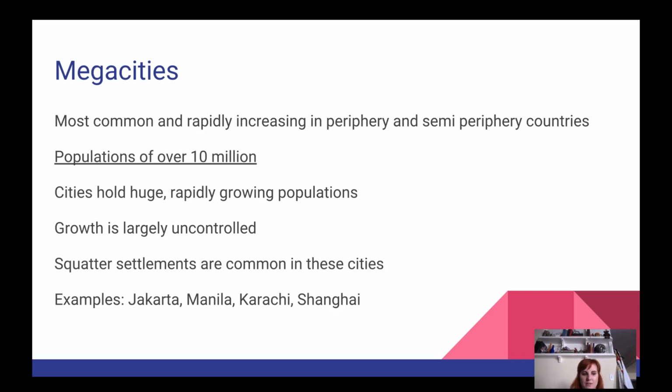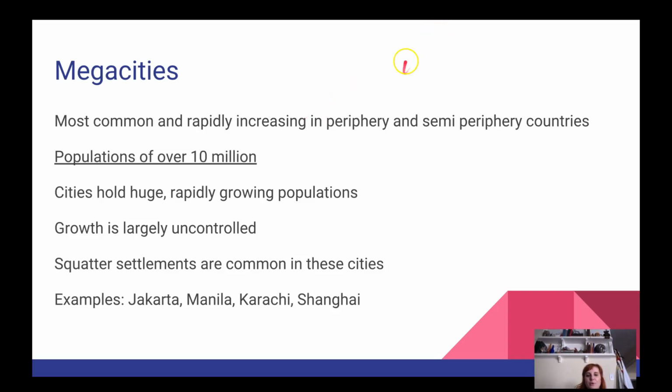So, these cities hold huge, rapidly growing populations, emphasis on rapidly growing populations, which is why it makes sense that they're in the periphery and semi-periphery. Growth is usually uncontrolled. There's not a lot of urban planning or rhyme or reason to what is happening. Resources are typically strained. And this isn't true of all megacities because like New York City is a megacity.